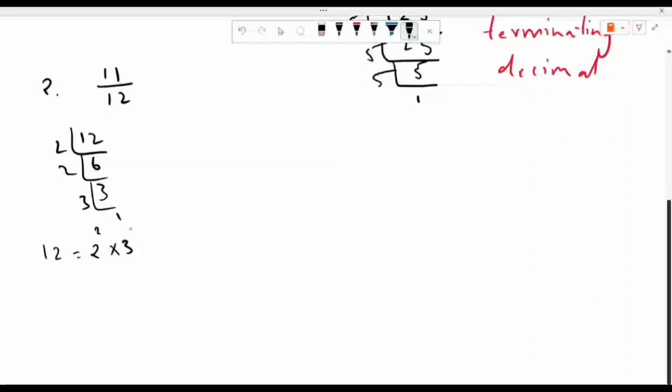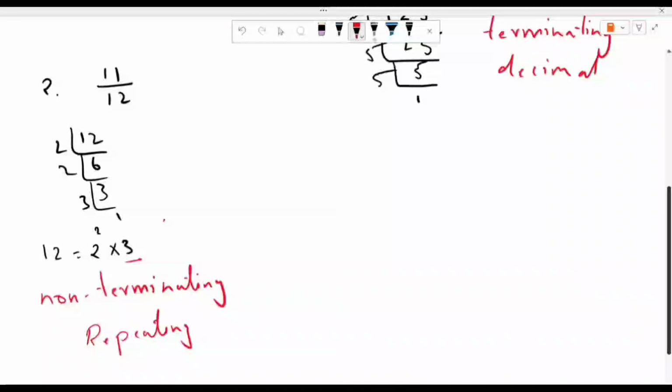Because 3 has come, it is not in the form of only 2 and 5. So it is a non-terminating repeating decimal. How can you say that? Because it doesn't follow the form 2 to the power of m into 5 to the power of n, since 3 has come here. Only when we have 2 and 5 only is the rational number said to be terminating.